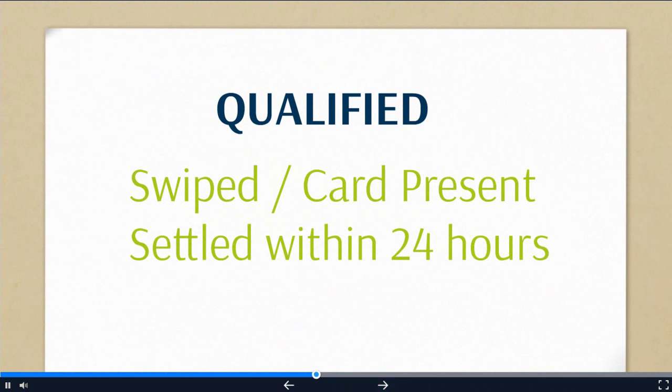A qualified transaction can be credit or debit. It is generally always a consumer card, not a card with anything special that's tied to it, such as a rewards program or a business spending account. For a retail merchant, a qualified transaction would be one that is swiped at the point of sale, not hand-keyed, and it should be settled within 24 hours. For a mail order telephone order merchant, referred to as MOTO, they will never have the opportunity to swipe a card. Therefore, a qualified card for a MOTO merchant would be hand-keyed and again settled within 24 hours.